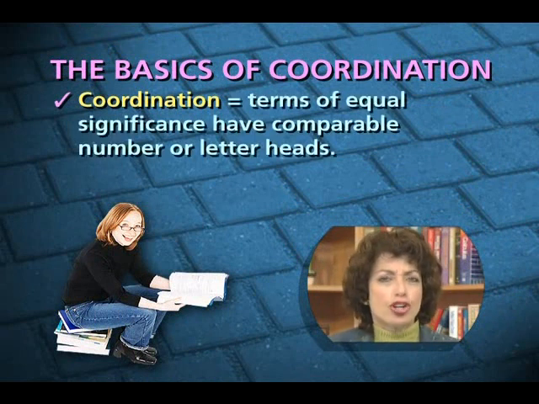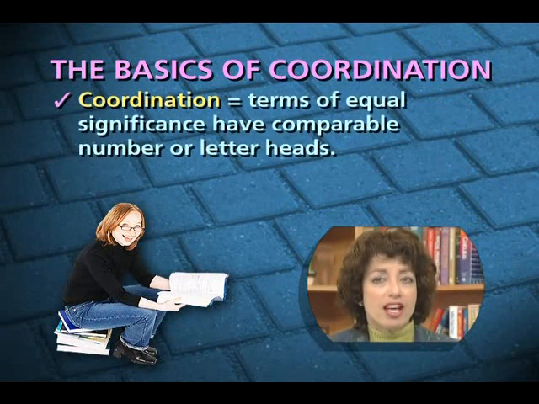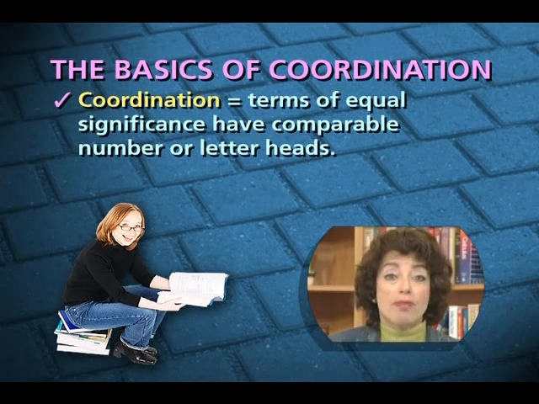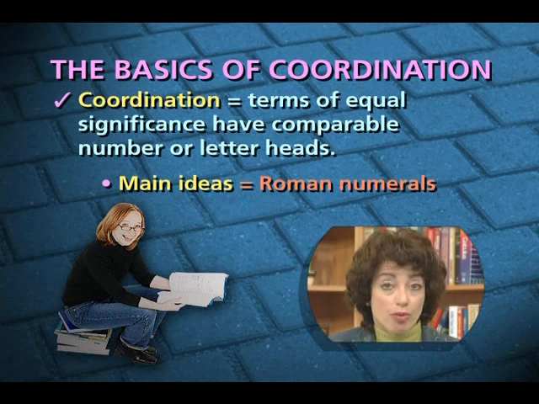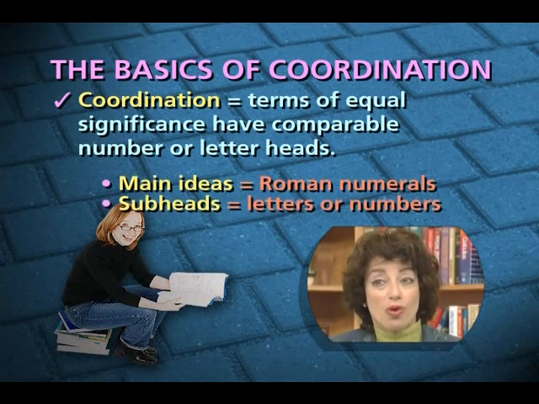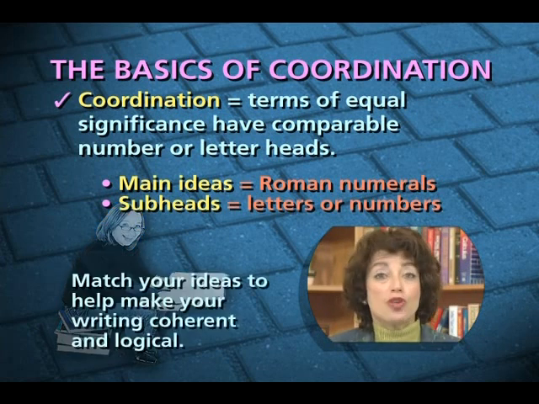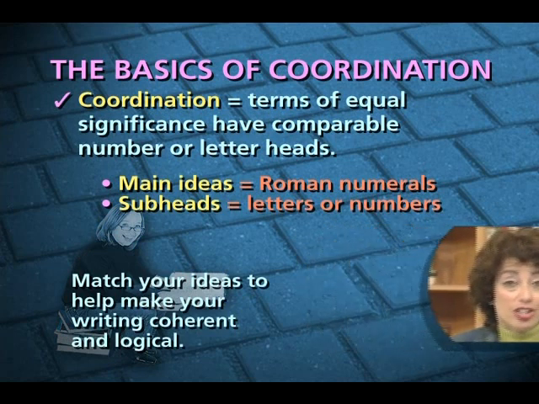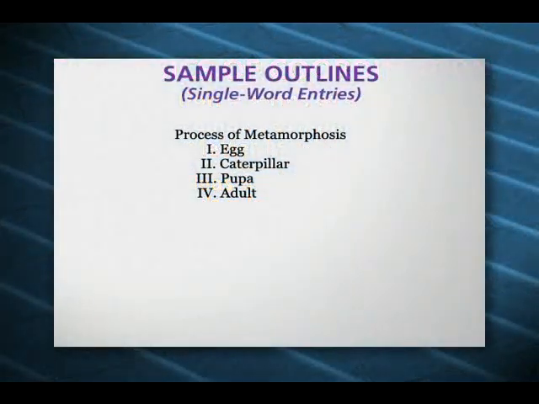Coordination means terms of equal significance have comparable number or letter heads, so that main ideas are all denoted by Roman numerals, and then subheads are A's, ones, and so on. So you match your ideas and coordinate them. It helps you make your writing coherent and logical. So going back to one of our previous outlines, we had each stage in metamorphosis. They were all equal because they were coordinated.